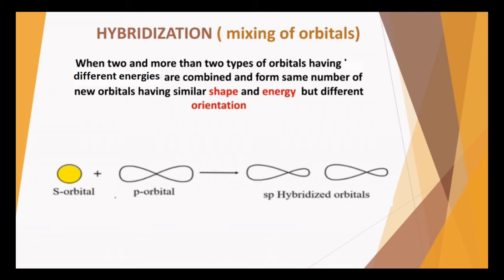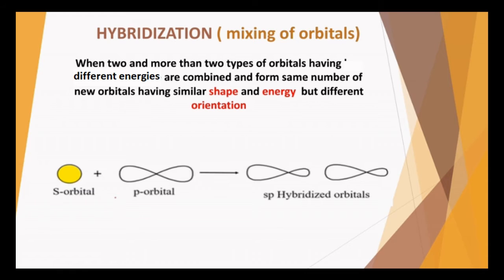If we take the example of s and p orbitals, you can see that both s and p orbitals have different shape and energy, but when they combine and form hybridized sp orbitals, both of them have similar shape and energy, and only their orientation is different.